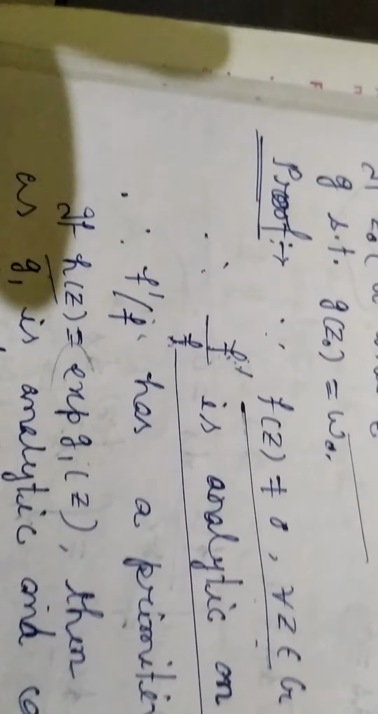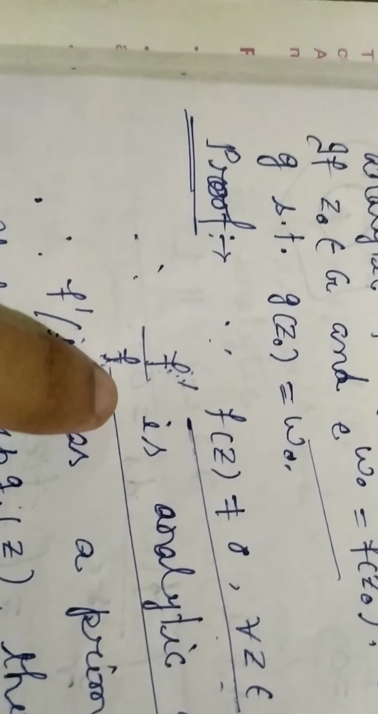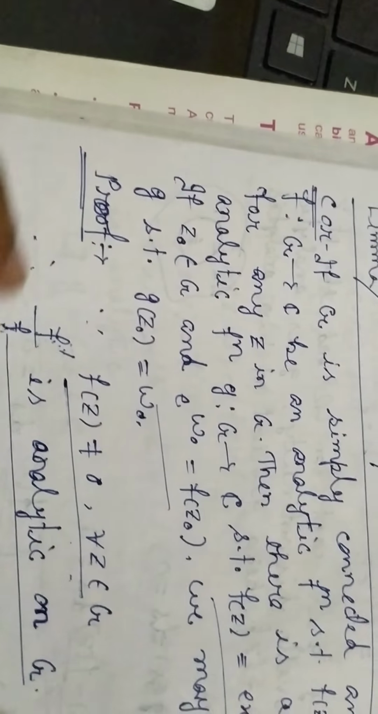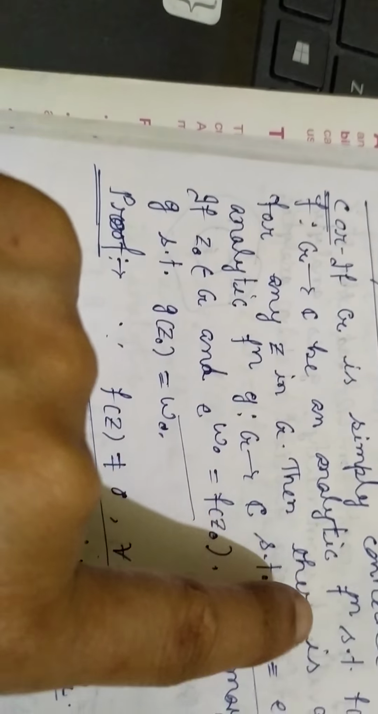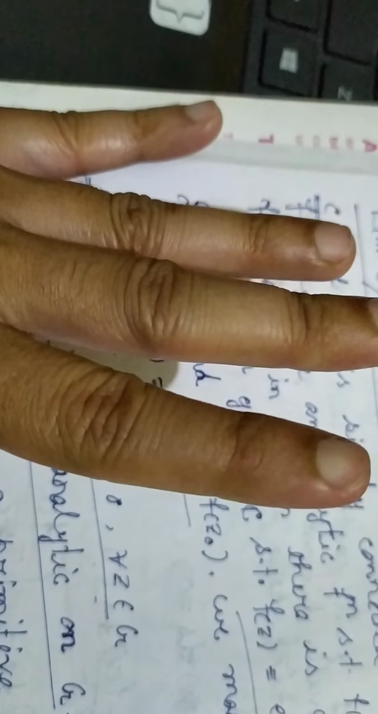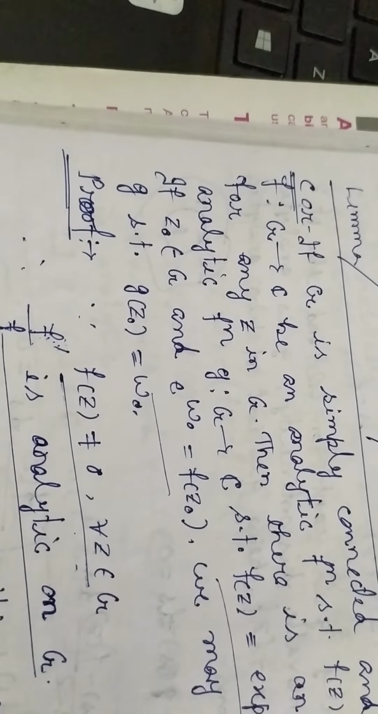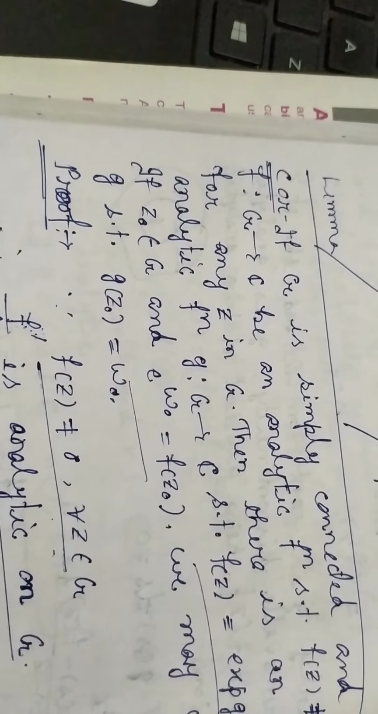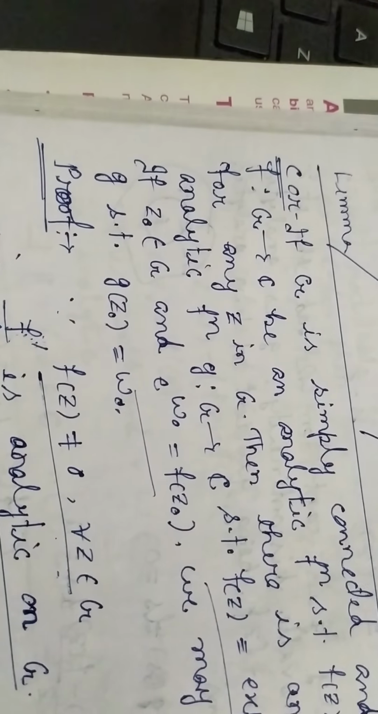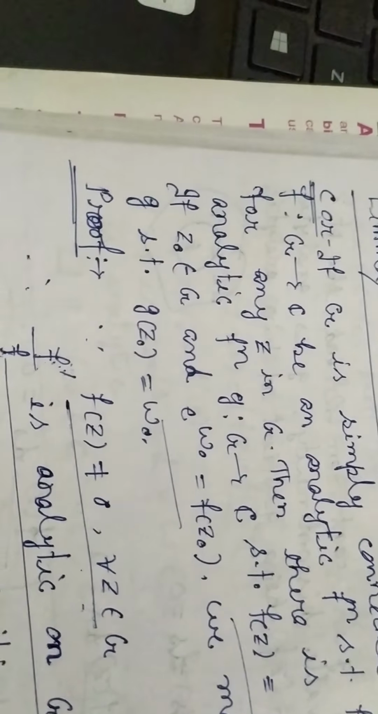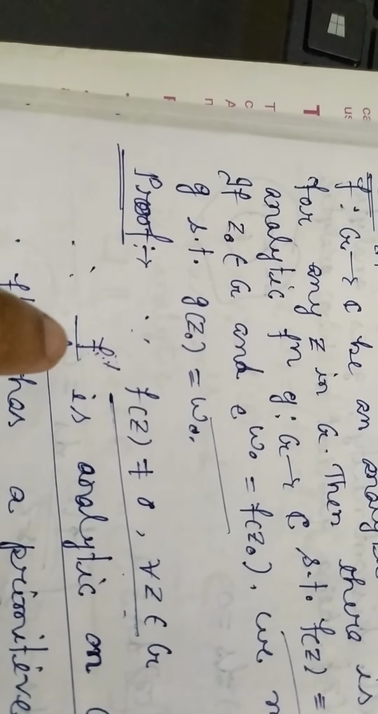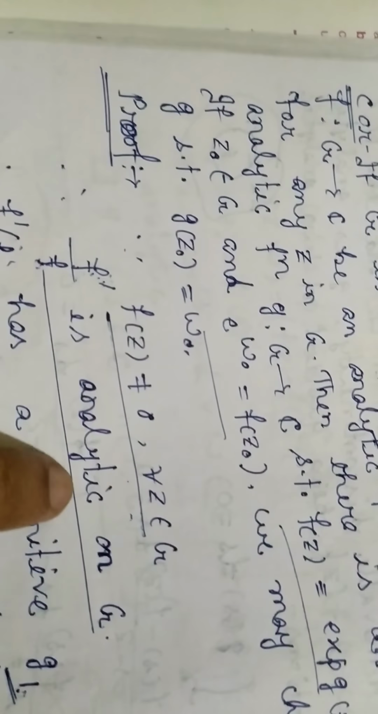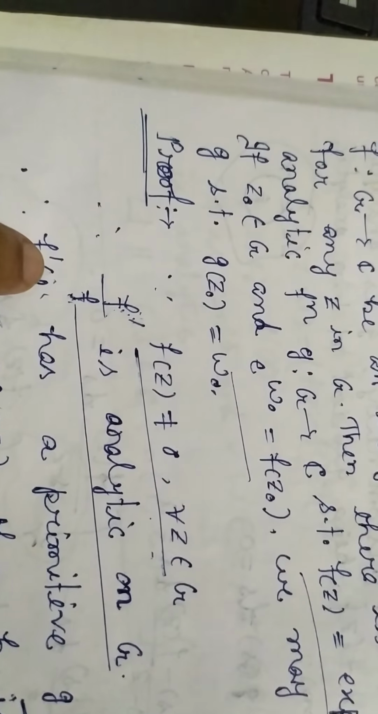Since f(z) is not equal to 0, the denominator is not equal to 0, therefore this function is analytic, because f dash is analytic. It is given that f is analytic, which means f dash is analytic. Just remember what an analytic function is: the derivative exists and f dash is continuous. And we know that if f dash is continuous, then all derivatives exist. So f dash is analytic and f is analytic, so the quotient of these analytic functions is again analytic.